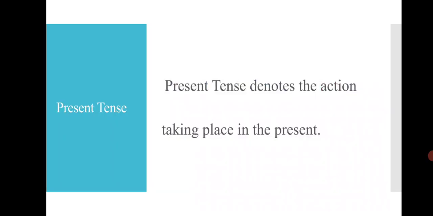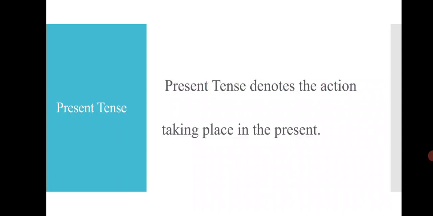Next is the description about present tense. Present tense denotes the action taking place in the present. As we all know, any actions that take place in the present is known as present tense. For example, Kamala sings a song. So the action word sings is the present form of the verb. The past form of the verb sing will be sang. The future form will be will sing. But the example is Kamala sings a song. So the verb itself denotes that it is a present form of the verb. It is an example for present tense.